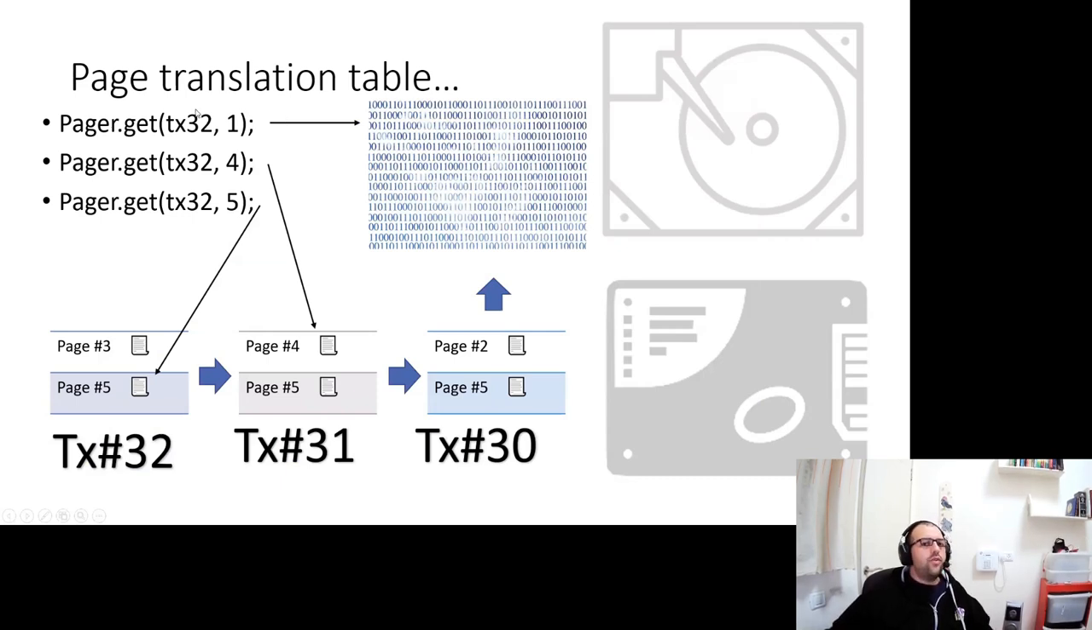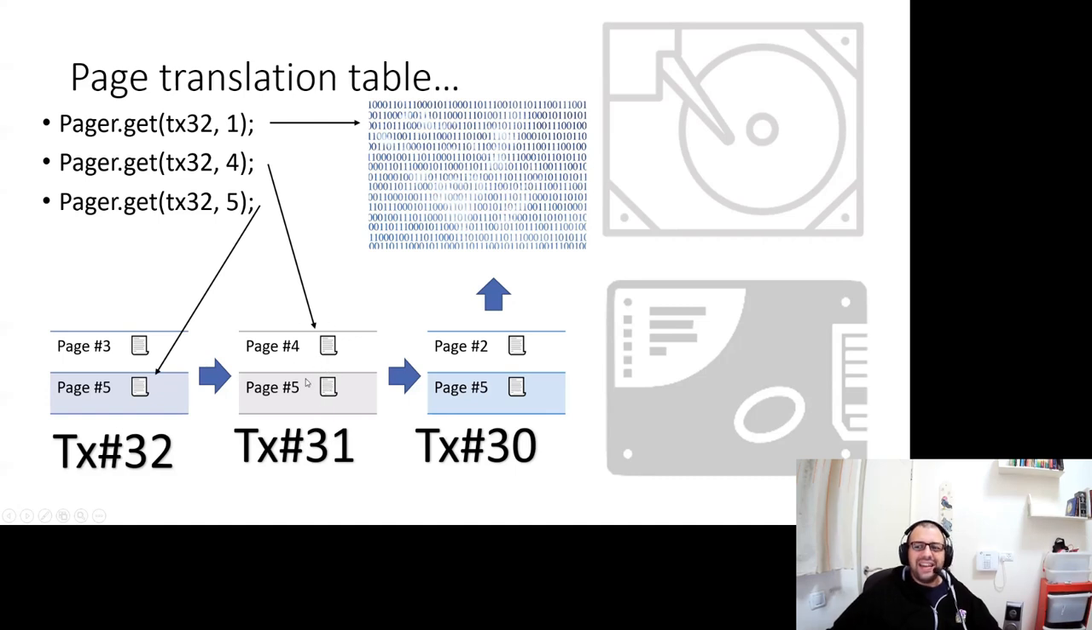I have the notion of a page translation table. What does it mean? Whenever I'm looking, and you can see here, I'm at transaction 32, and I want to get page number one. Here is the page translation table for 32, 31, and 30. No one here has it, so I get the page directly from the data file. I'm getting page number four. So I'm looking at the page translation table for 32. It's not here, so I go to the previous version.